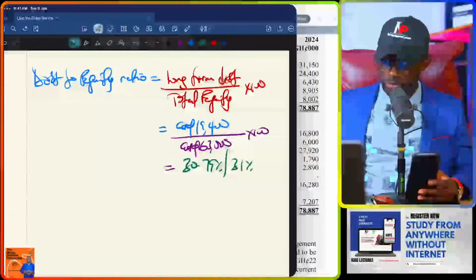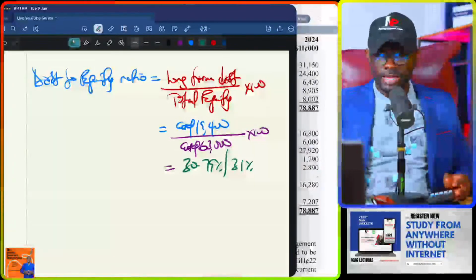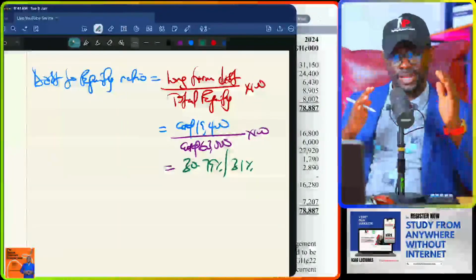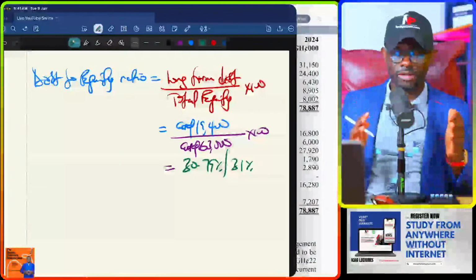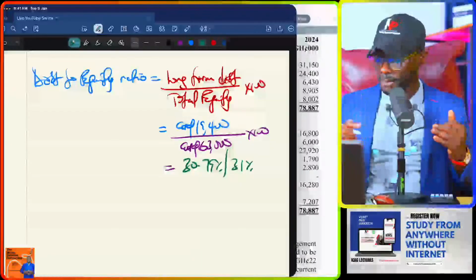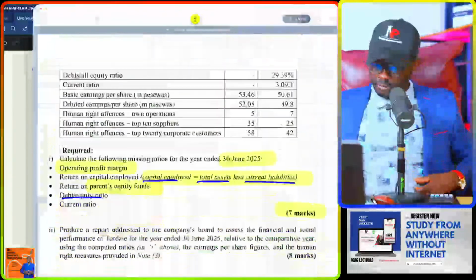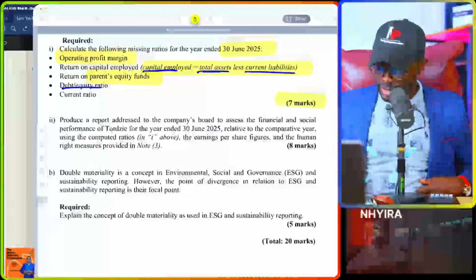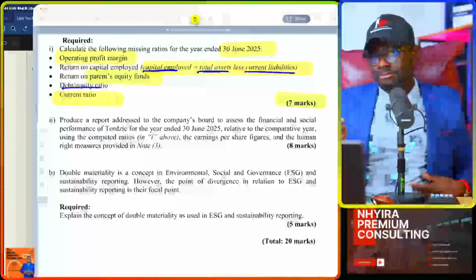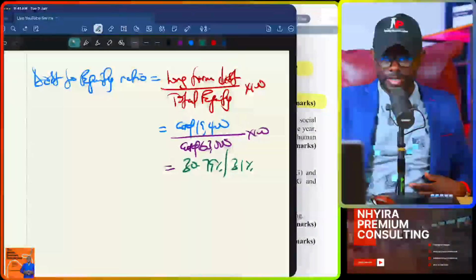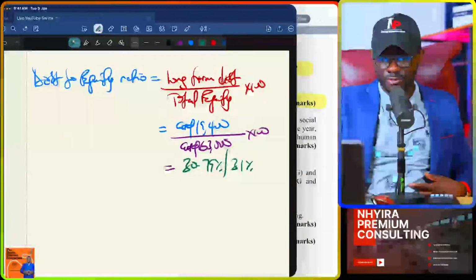Or if you want, 31%. So that is the idea in respect of debt to equity. Then the last one is current ratio.